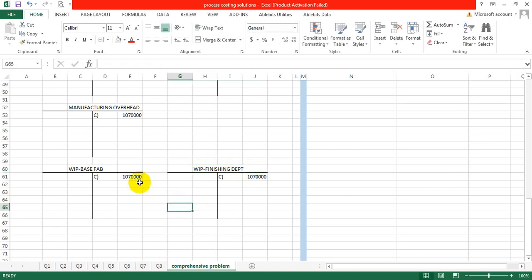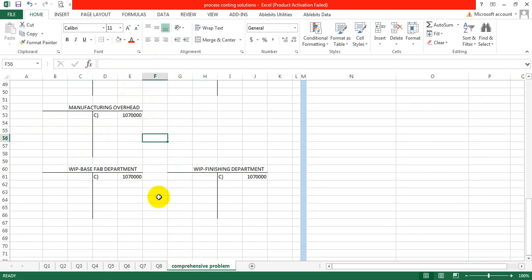Okay, DP means department, right? We write it in full so there's no confusion, right? WIP base fab department. Clear? Okay.